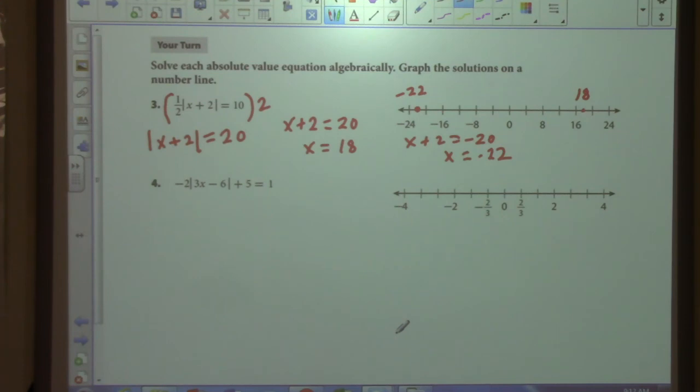Okay, on this one here, can someone help me through the steps? Kendall, Atlee, can you help me with the steps on this? First you're going to subtract both sides by 5. So subtracting 5 from both sides like this. Yep. So you get negative 2, you got 3x minus 6, and this is going to be on the right side, negative 4. And then you divide by negative 2.